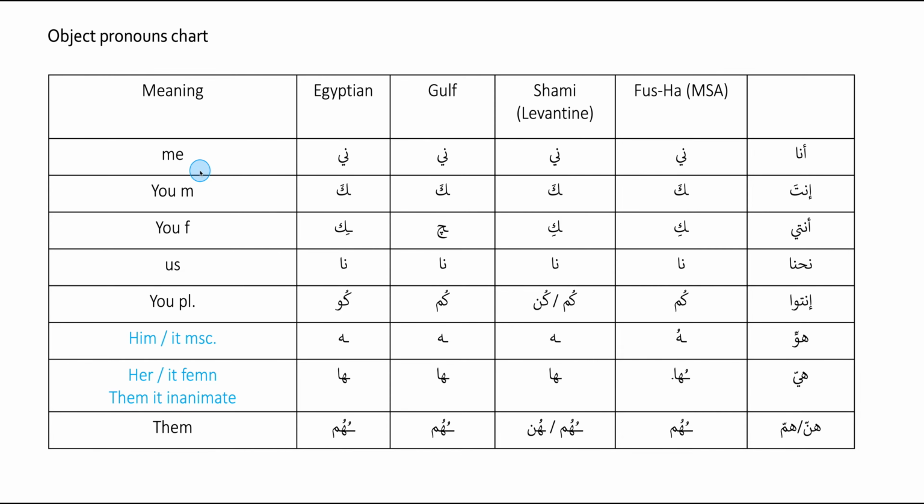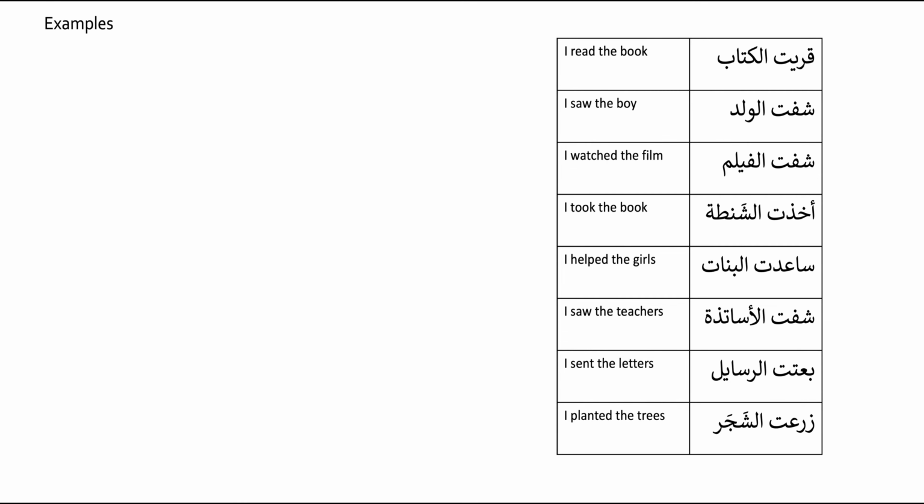In terms of meaning, it's me, you feminine, us, you group of people, him or it if the noun is masculine, her or it if it's feminine, and we tend to use them for inanimate things. I'll make some examples, so don't worry about it. And then it's them. So that's the meaning for these object pronouns in this chart. Great. Now we've got a couple of examples for you. How do we tend to use these object pronouns? So let's have a look at it.